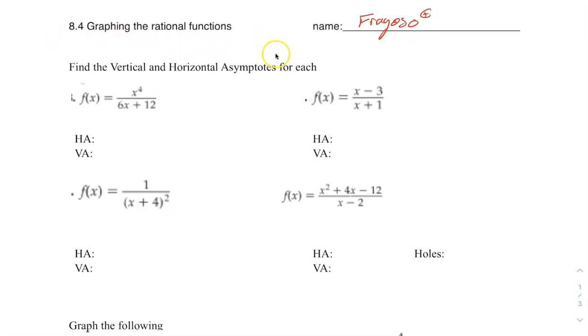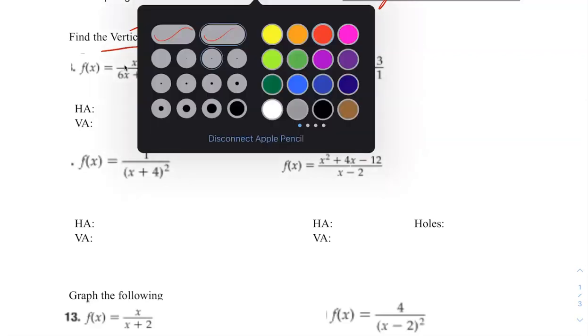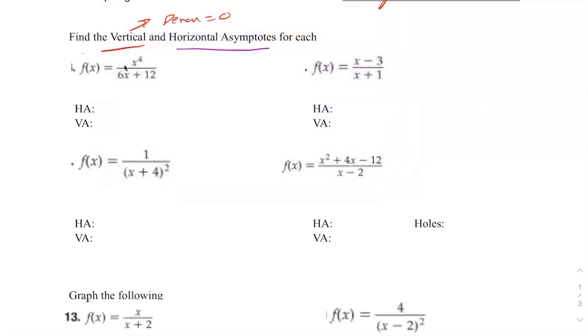8.4 graphing rational functions. Let's go through this worksheet. We want to find the vertical and horizontal asymptotes for each. Remember, the way you find the vertical asymptote, standard hasn't changed. Set the denominator equal to 0. Horizontal asymptote, especially in this class, what we're going to do is look at the powers.